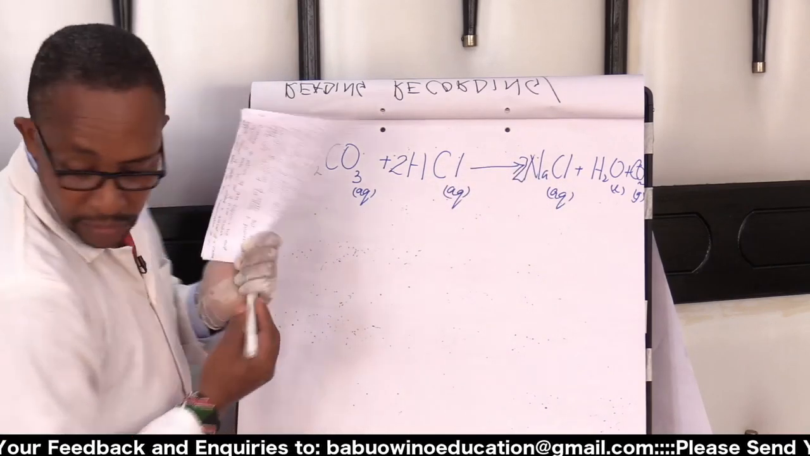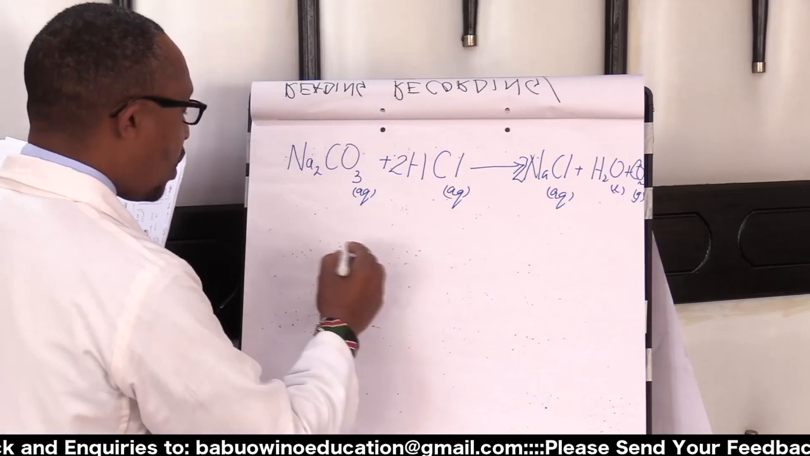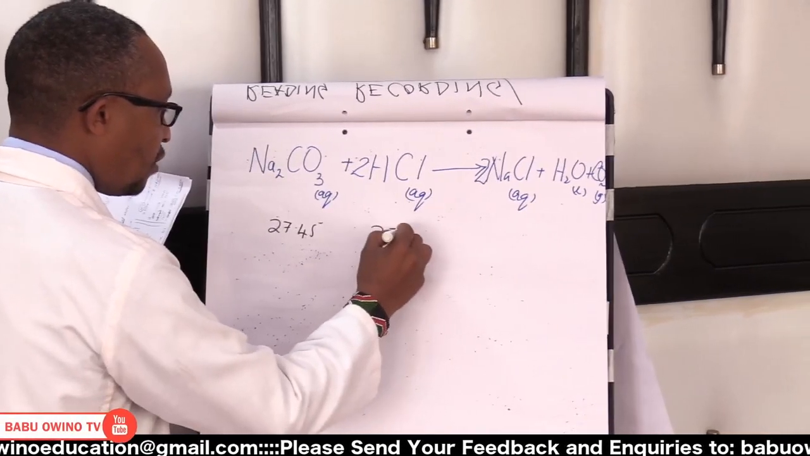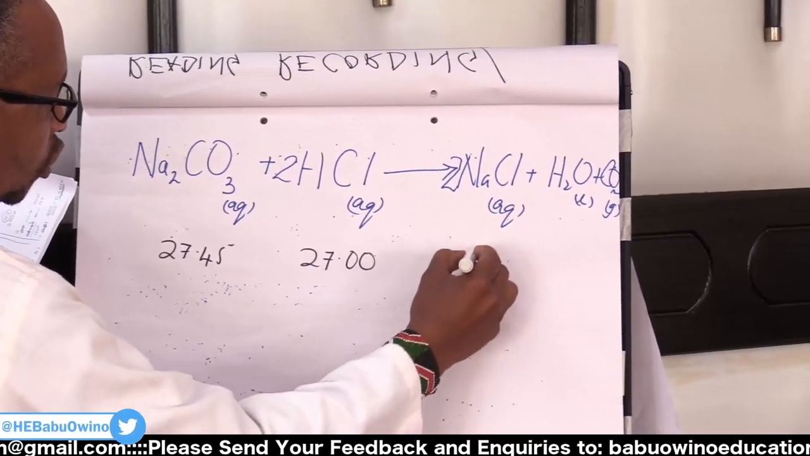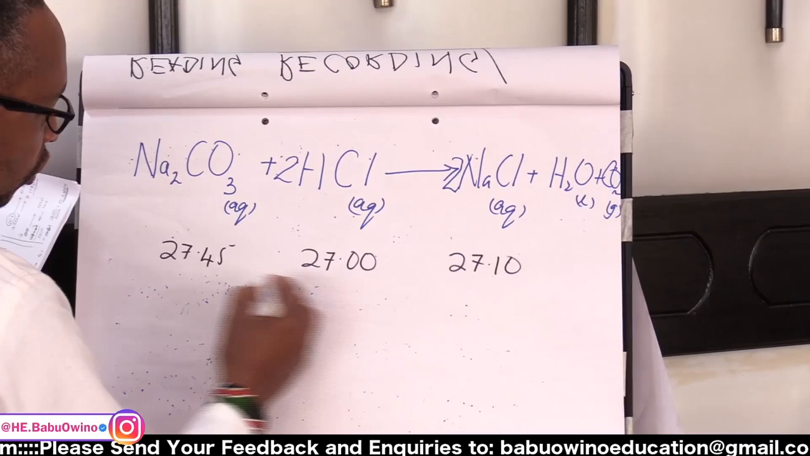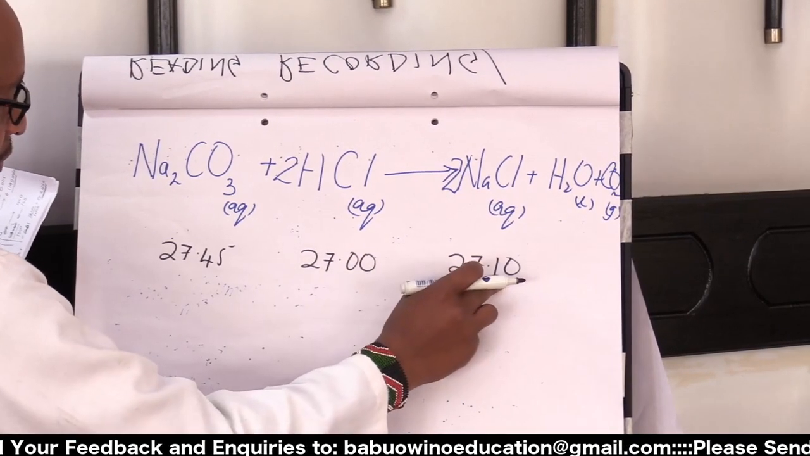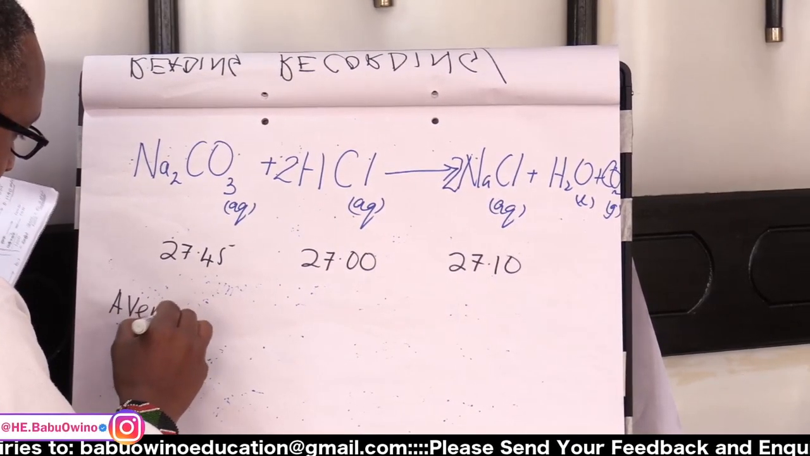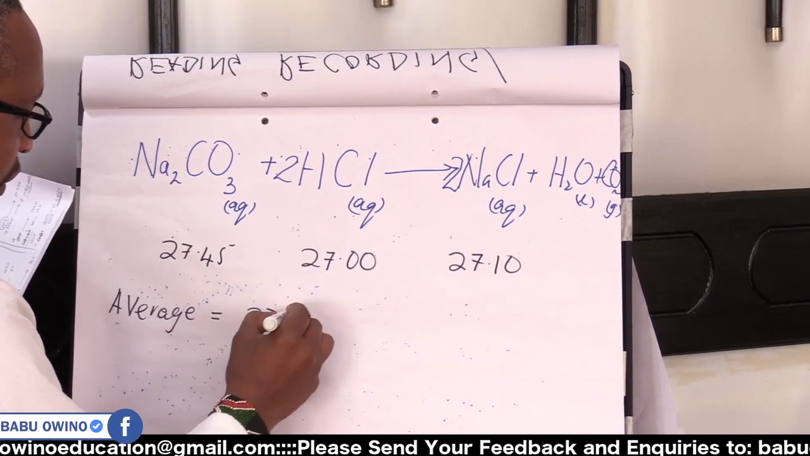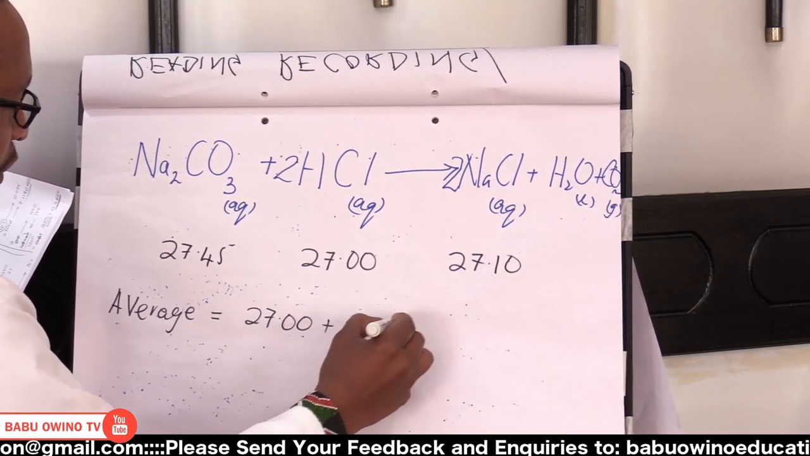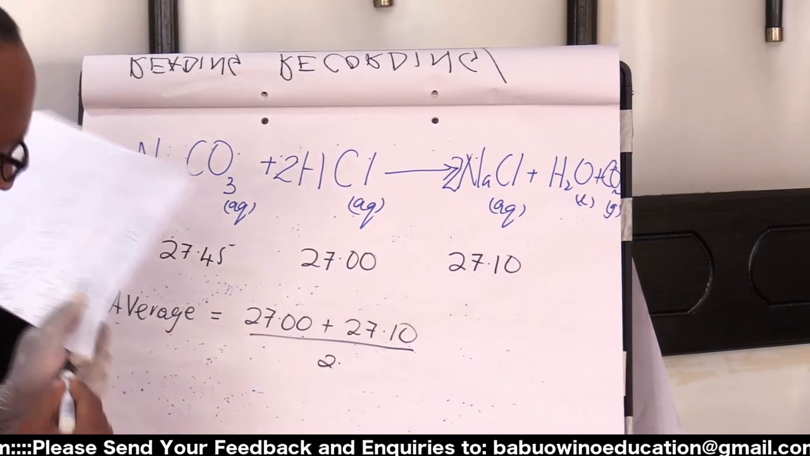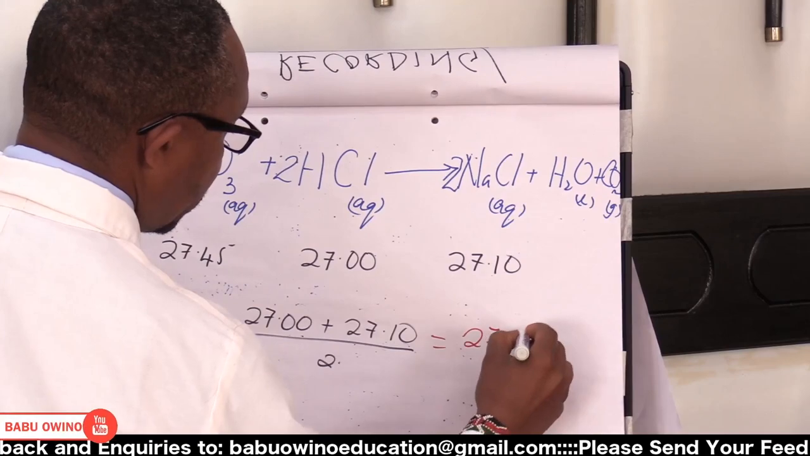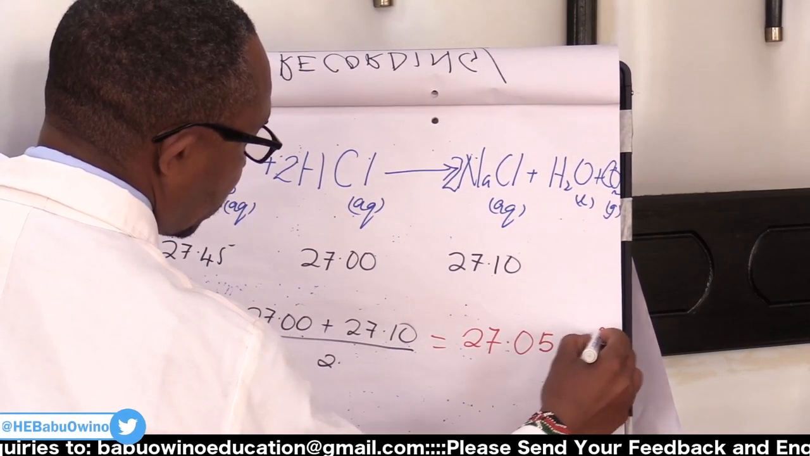Now from there, we have our readings. The first one was 27.45. The other one was 27.00. Then the other one was 27.10. So these readings, we cannot average the three. We can only average this one and this one. So the average reading is 27.0 plus 27.10. And because there are two, we divide by two. Now in this case, we are going to get 27.05. Now this is centimeters cubed.